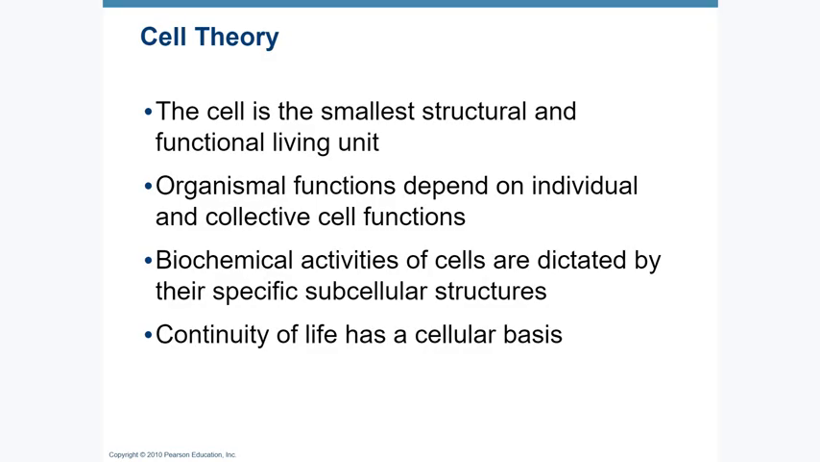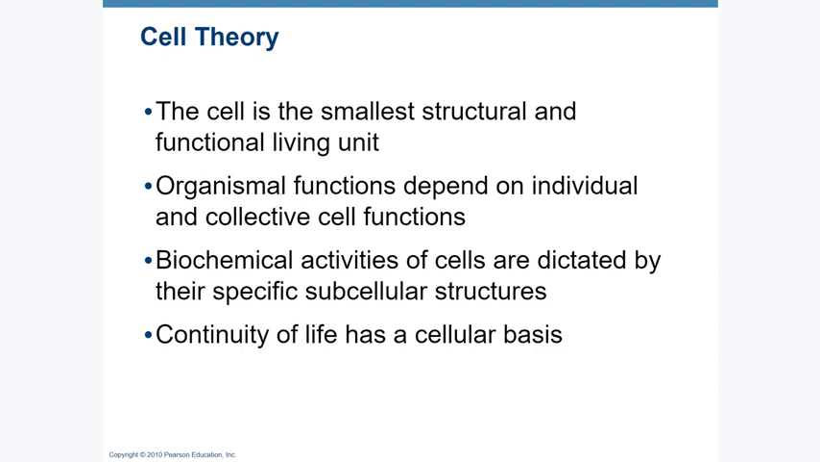So, cell theory is basically stating that the cell is the smallest structural and functional living unit of the body. So, our organismal functions depend on the individual and collective cell functions. And the biochemical activities of those cells are directed by their specific subcellular structures. So their mitochondria, their Golgi apparatus, their rough ER and smooth ER. All of that depends on what they're doing.